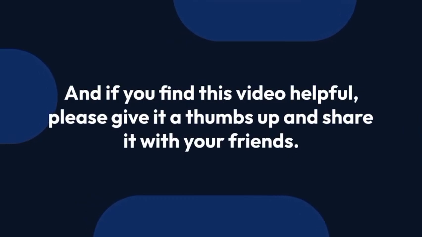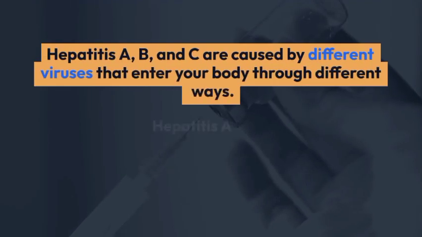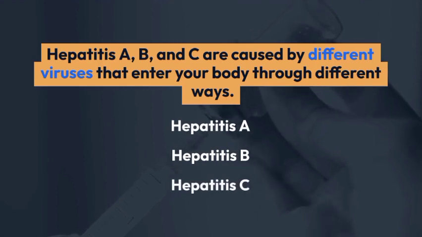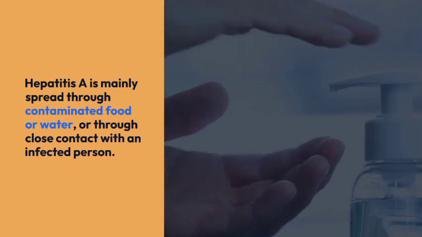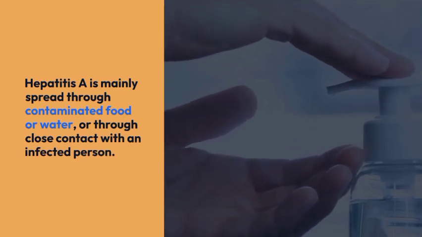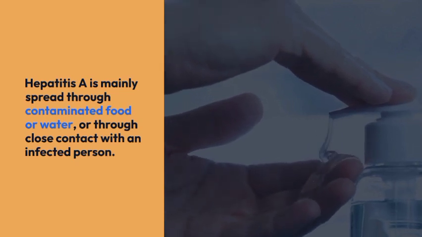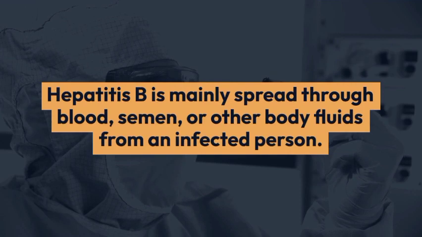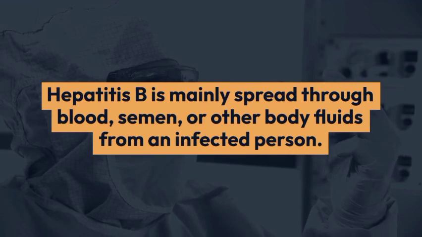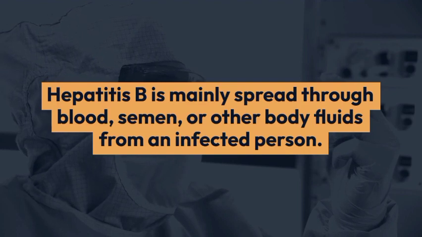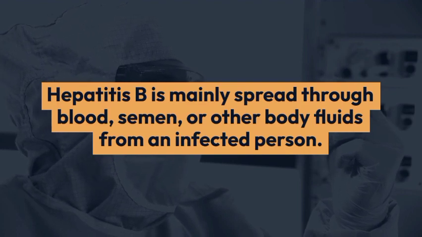Hepatitis A, B, and C are caused by different viruses that enter your body in different ways. Hepatitis A is mainly spread through contaminated food or water, or through close contact with an infected person. Hepatitis B is mainly spread through blood, semen, or other body fluids from an infected person. Hepatitis C is mainly spread through blood from an infected person, such as through sharing needles or syringes.